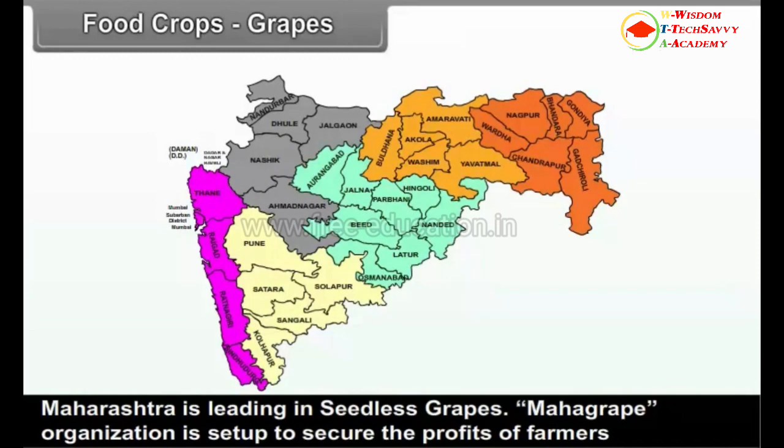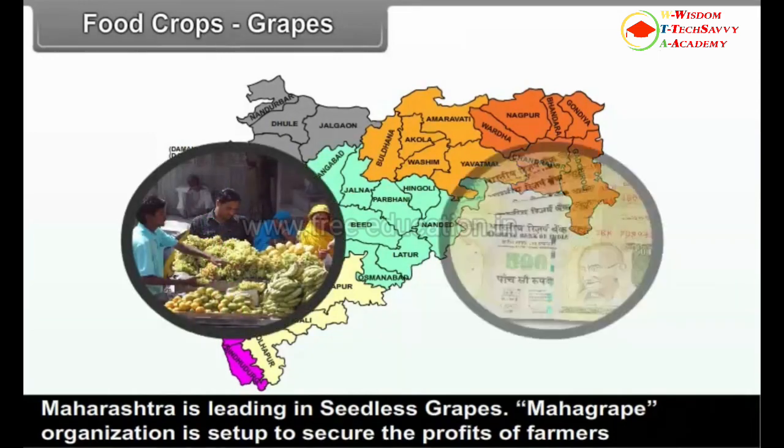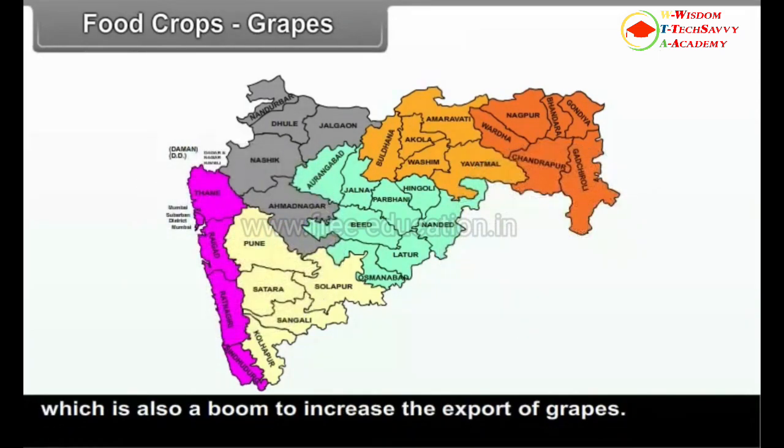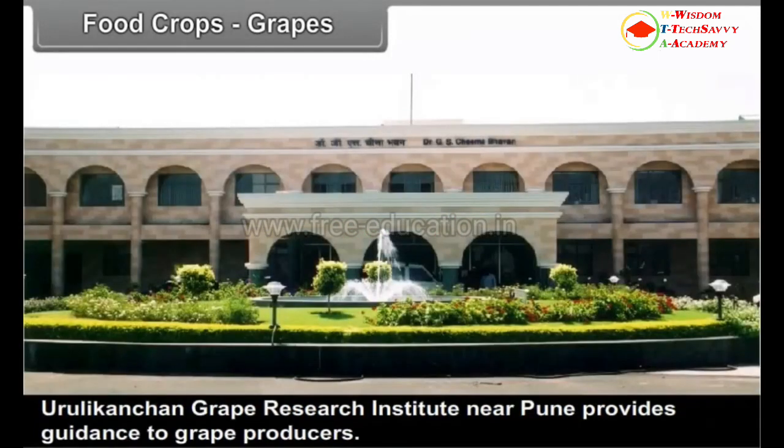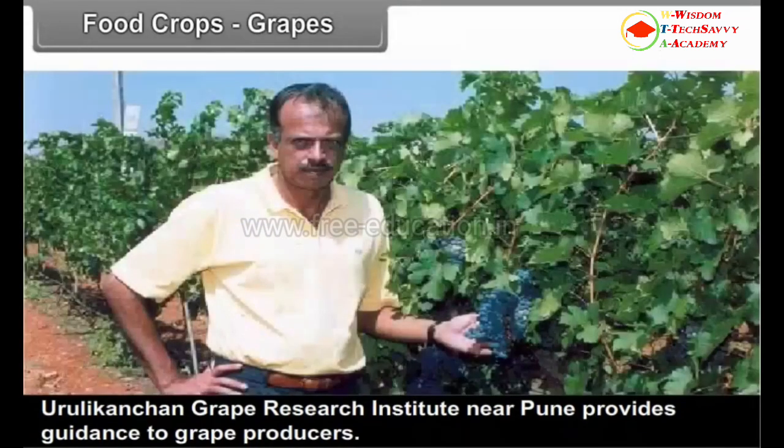Mahagrape organization is set up to secure the profits of farmers, which is also a boon to increase the export of grapes. Uruli Kanchan Grape Research Institute near Pune provides guidance to grape producers.